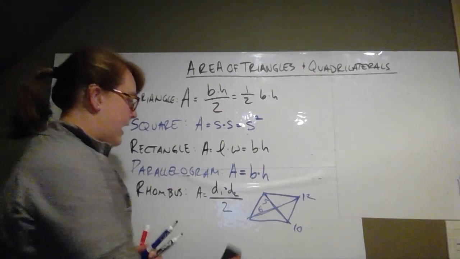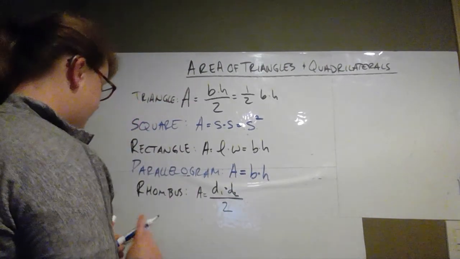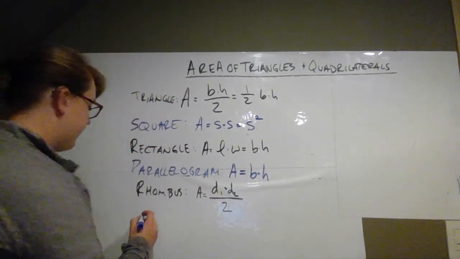Okay, the last shape that we're going to do for today is the area of a trapezoid. Can we still see down here? Yes.